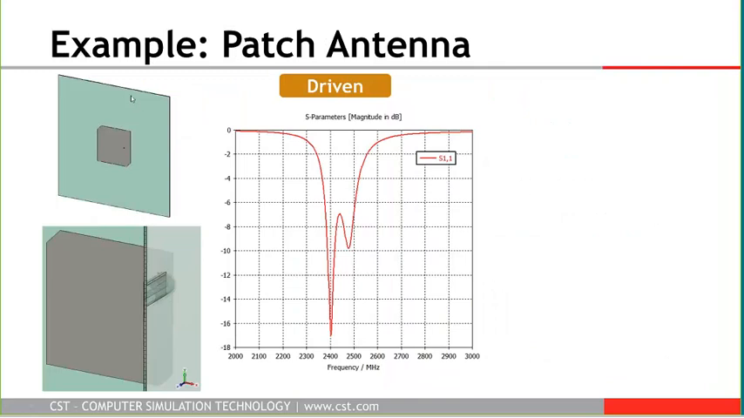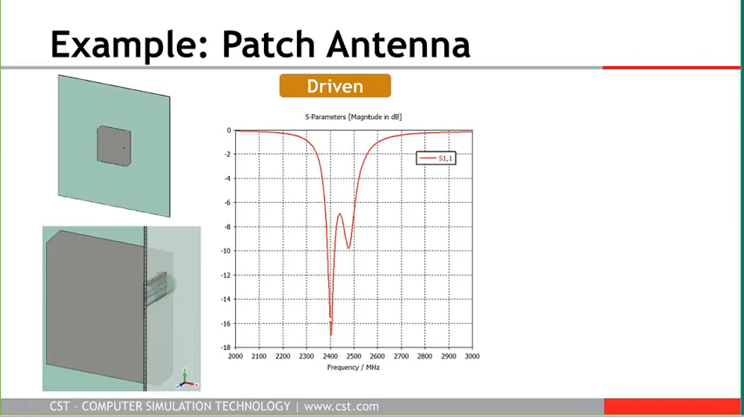The first example I have here is very simple to understand. I think you have seen such a patch antenna in the past as antenna designers. It is placed on a substrate and fed by a section of a coaxial line which can represent your connector. So this is a driven simulation. We excite it with a port and we calculate the S11 response.